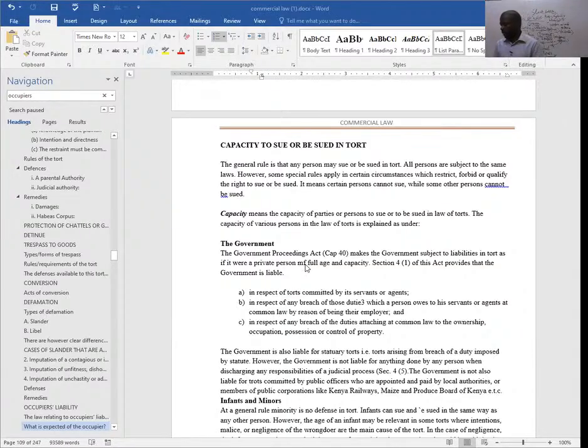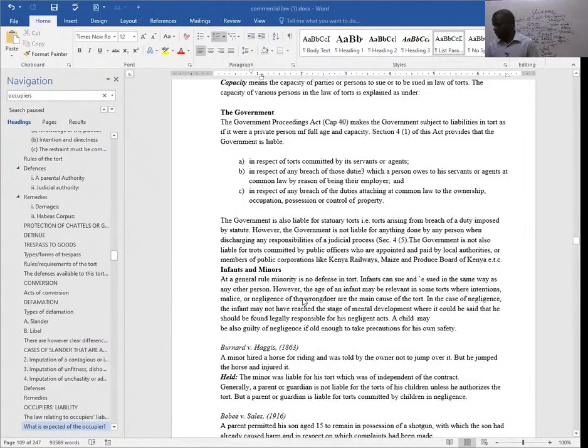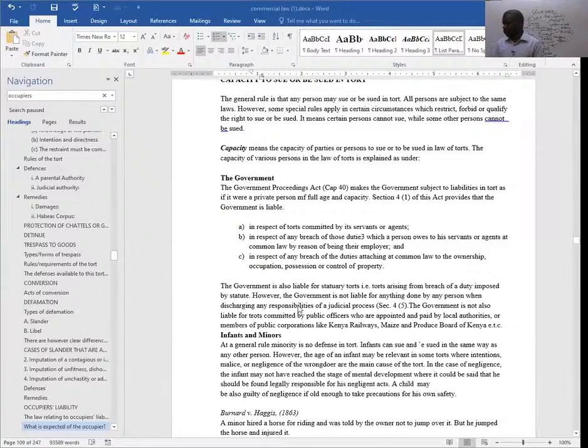So infants and minors, do they have the capacity to sue or be sued under tort? As a general rule, minority is no defense in tort. Infants can sue or be sued in the same way as any other person. However, the age of the infant may be relevant in some torts where intentions, malice, or negligence of the wrongdoer are the main cause of the torts. So you can see that under certain torts, it doesn't matter whether you have attained the age of majority or not, an infant or a child can still be held responsible.